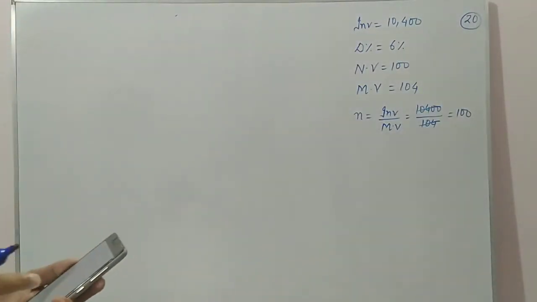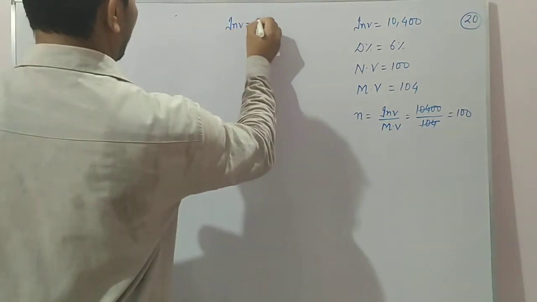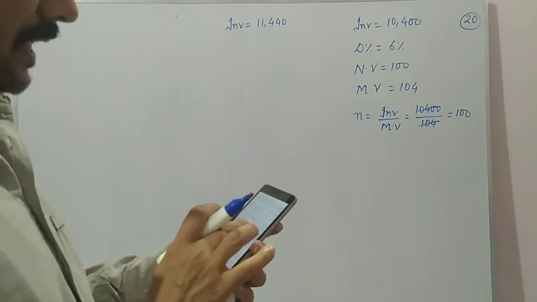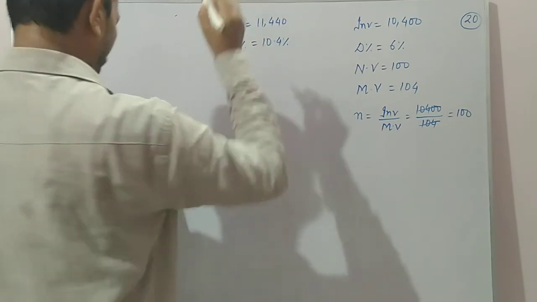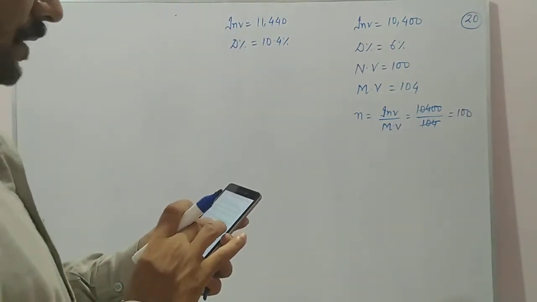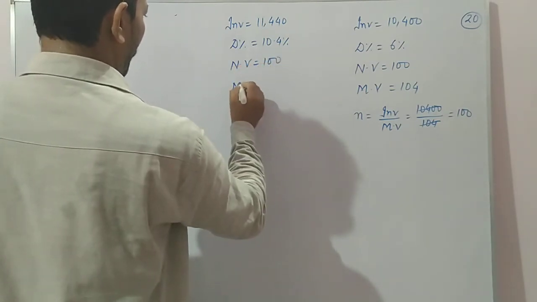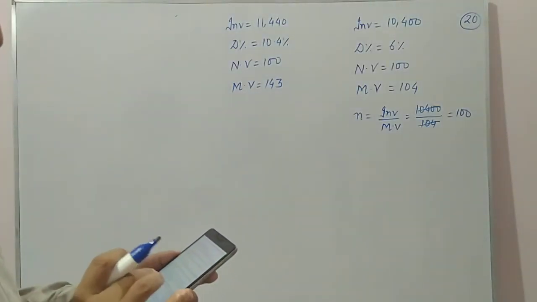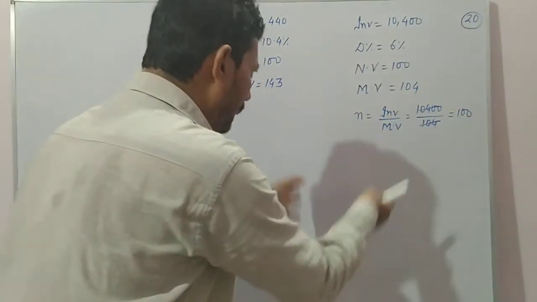Second part is also there. The second investment is 11,440 in 10.4% shares, which means dividend percent is 10.4%, at rupees 143. Nominal value is 100. Here, what is given? How much income would he get in all? That means the total income from both the shares.